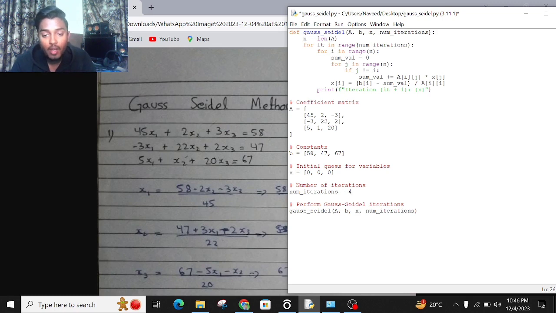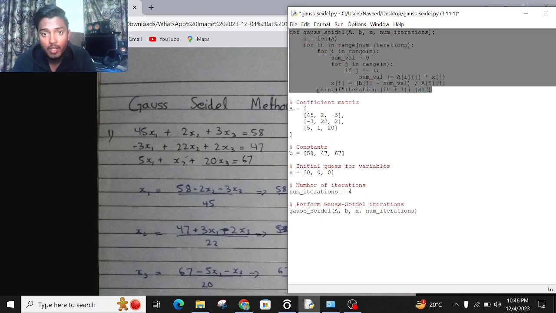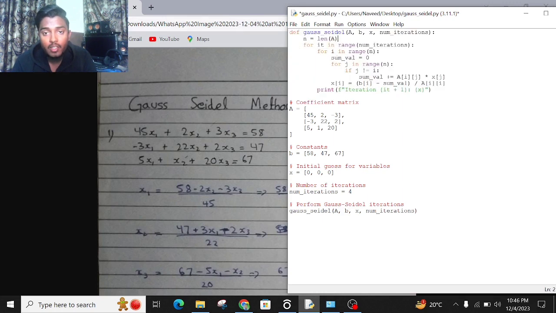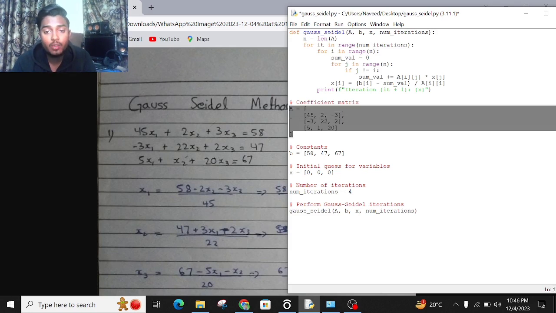Then at the end we have the Gauss Seidel method, and we parameterize this function with four entities: A, which is our main matrix, B, which is the constant matrix, X, which is the initial guess for the variables, and the last one is the number of iterations, which equals 4. Then this calls the whole function above. The n value is a variable which equals the length of A, which means the length of this matrix.